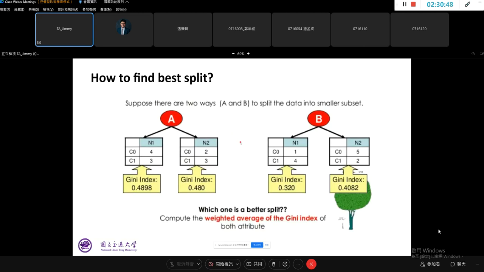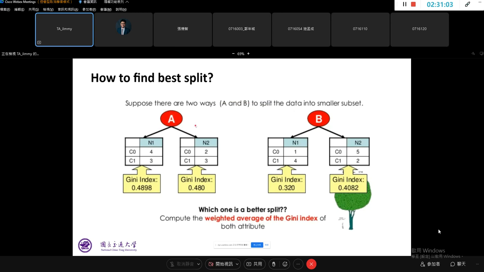And after you can measure the purity, how do we find the best split? Suppose we have 2 features, the A feature and B feature, 2 ways to split the data. So the A way and B way.